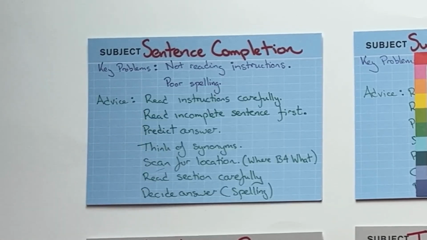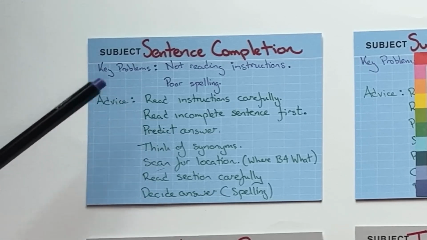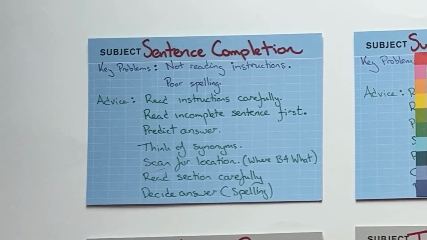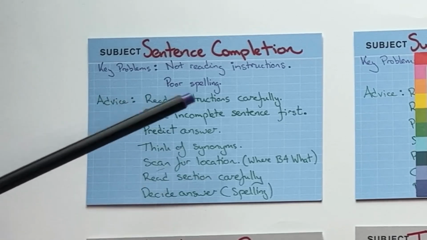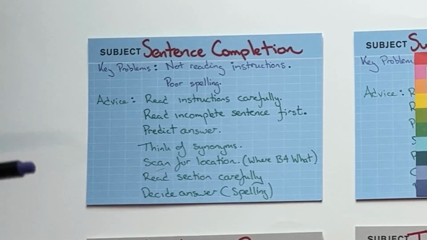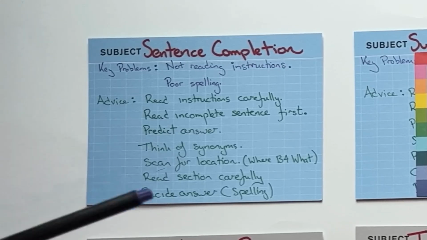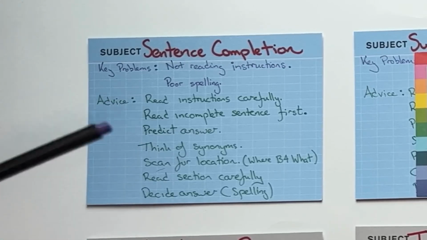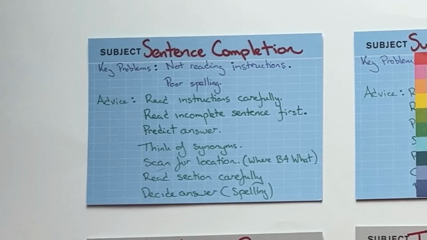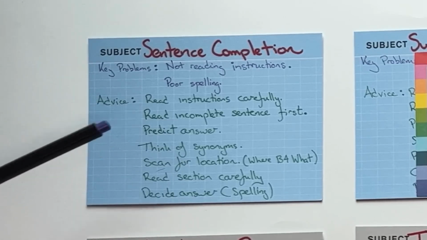So my advice for sentence completion is, number one, read the instructions carefully, as we've already said. Read the incomplete sentences first. All right, so you're going to be given a list of incomplete sentences. Do not read the text first. Read the incomplete sentences first to understand them. Then, again, don't look at the text. Predict the answers. What do you think the type of words, the type of content, is probably going to come up?